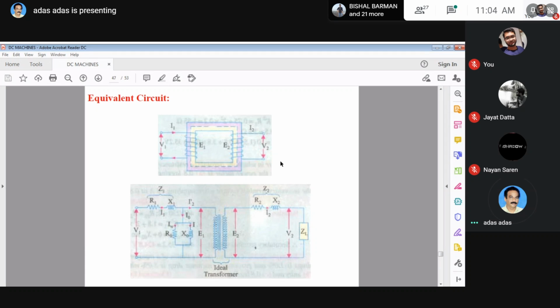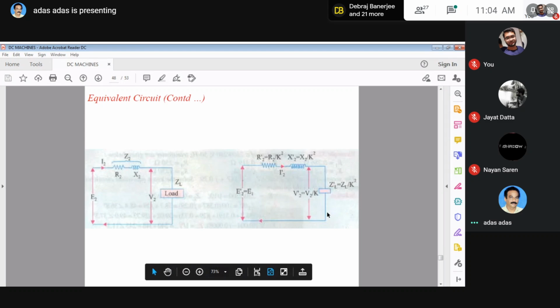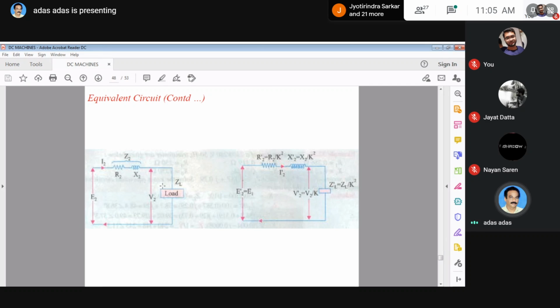And ZL is the load impedance. This was the secondary side: I2, R2, X2, and this is the load, induced voltage E2, load voltage V2. Now refer or transfer all the quantities to the primary side.